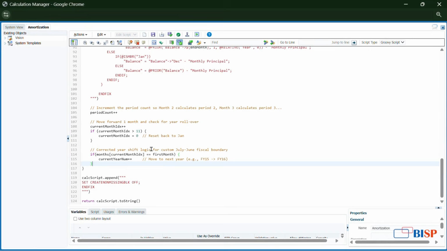Instead of calculating directly inside Groovy, the script dynamically generates an SPS script. This approach combines Groovy's flexibility with SPS calculation. Once the script is fully generated, Oracle executes it and populates the amortization schedule. At this point, the amortization schedule has been generated inside planning. The final step is to validate the output and compare the results against our Excel calculation.